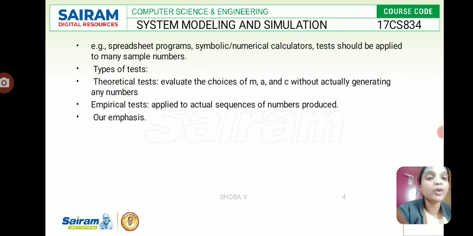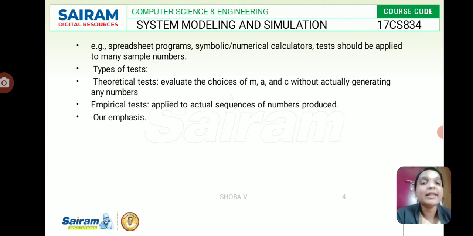For all the tests, we have the parameters M, A, C. These are the selected parameters, chosen without actually generating any random numbers. The null hypothesis reads that the numbers are independent, and failure to reject the null hypothesis means that evidence of dependence has not been detected by this test. This does not imply that further testing of the generator for independence is unnecessary.